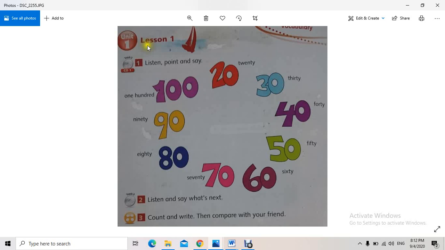Moving on to your first lesson from the unit, lesson 1, which is going to be about numbers. What kind of numbers? Decimal numbers. Now, I need you to repeat after me.